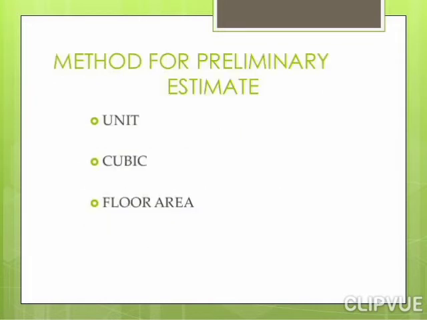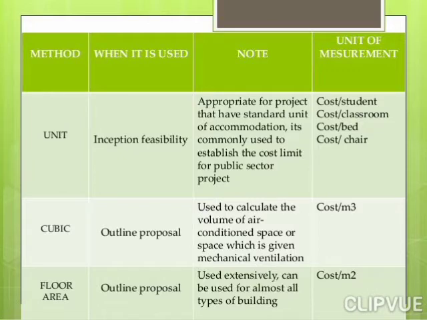Methods for preliminary estimate: unit, cubic, and floor area methods. The unit method is used when the inception is feasible, and is appropriate for projects that have a standard unit of accommodation. It's commonly used to establish the cost limit for public sector projects. The units of measurement are cost per student, cost per classroom, cost per bed, and cost per chair.